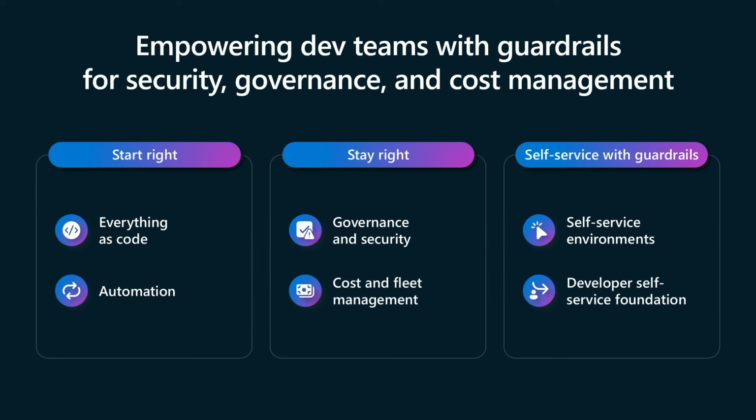Stay right is all about maintaining compliance as your projects grow and ensuring the developers continue to follow these best practices while at the same time monitoring and managing your costs. And finally, self-service with guardrails is a key foundational principle to empower enterprise developers with self-service within the configured enterprise guardrails and governance policies.